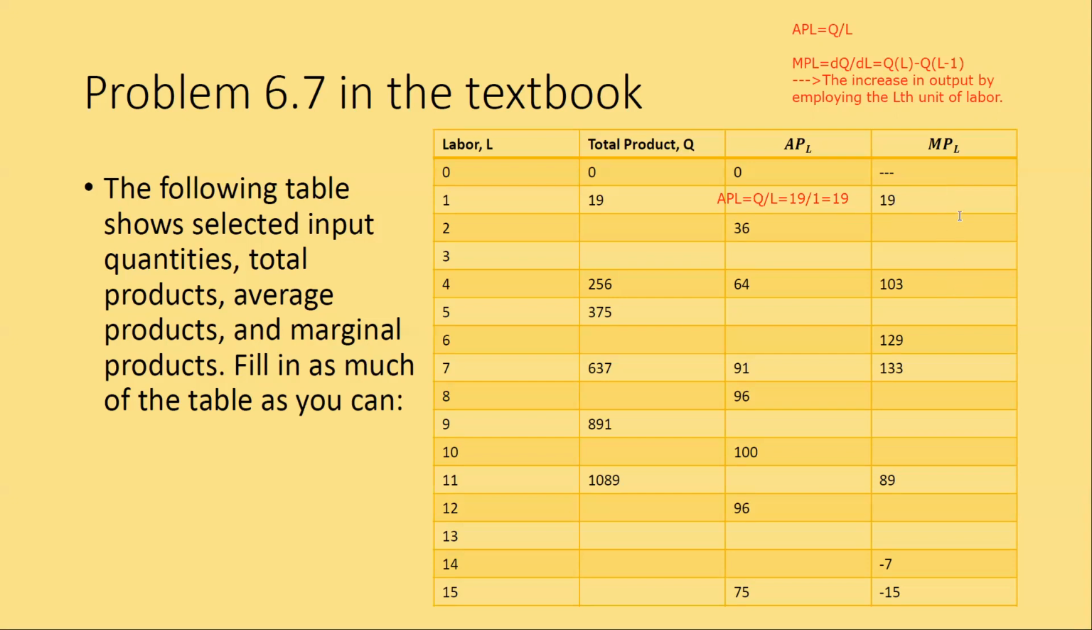Now let's move on to the fourth row, when we employ 2 units of labor. Because APL equals Q divided by L, we can multiply both sides by L. We find that APL times L equals Q. In this case, APL is 36 and L equals 2, so we calculate that our total output is 72 units.